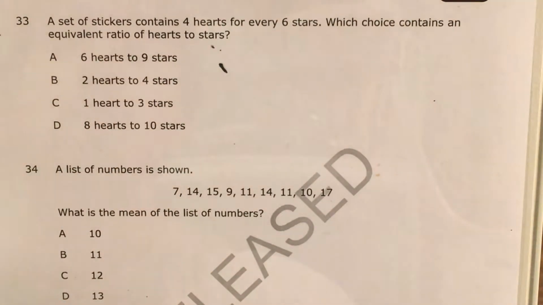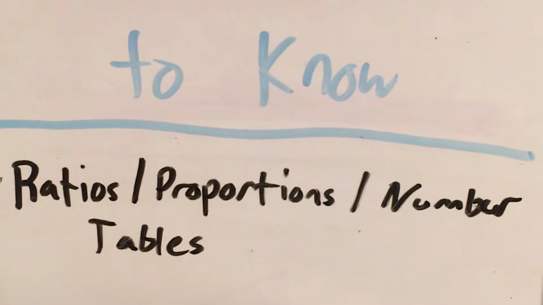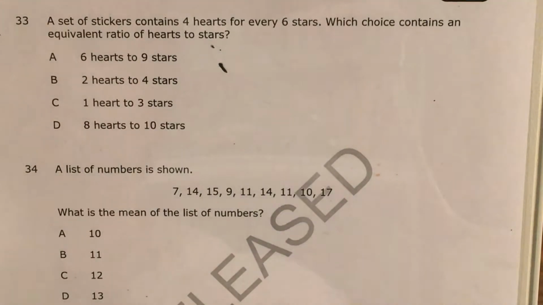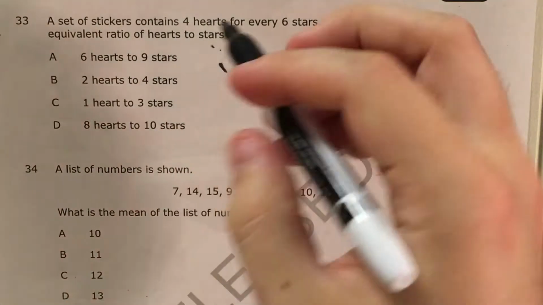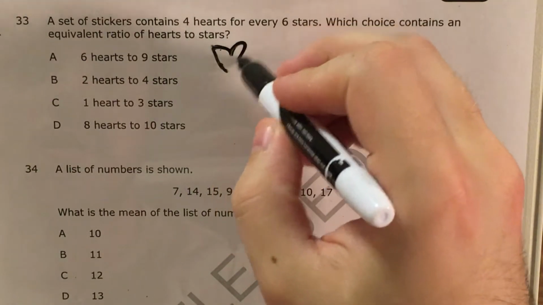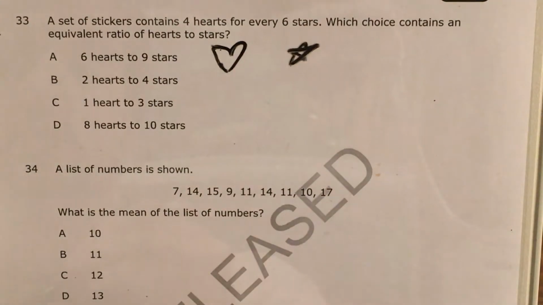In order to do really well on a question like this, we'll need to know about ratios, proportions, number tables, however you want to think of it. I'm actually going to solve it in 2 different ways for this particular question. So anyway, to get started, I'm going to use the number table method. I'm going to make a column of hearts and a column of stars.